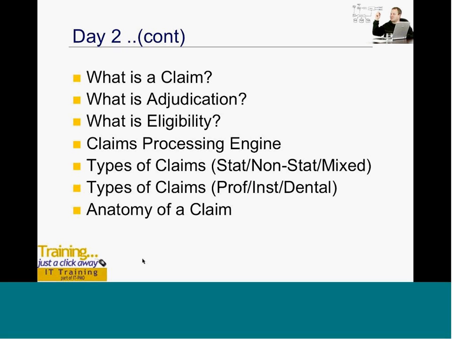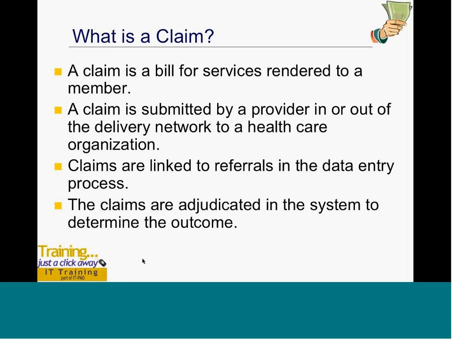What is a claim? What is adjudication? Adjudication is the processing of the claim. It is nothing but checking whether the member who is receiving the services is eligible or not, like the pharmacy example I gave. The claim processing engine. We look at different types of claims: dental, professional, institutional, stat, non-stat, mixed, anatomy of a claim. And each claim has 37 different screens. A claim is a bill for services to a member.